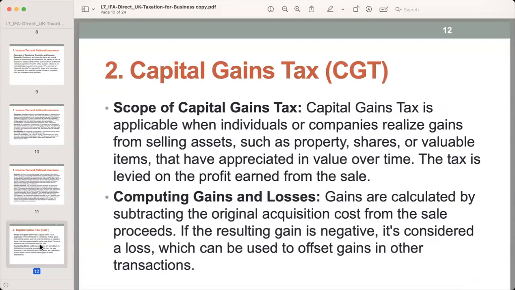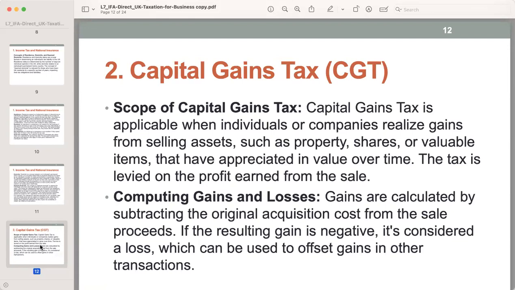Okay, capital gains tax. Imagine if you buy something like shares or property and its value increases over time. Capital gains tax comes into play when you make money from selling these things. Basically, it's a tax on the profit you make. To calculate your gains, subtract what you paid for the asset from what you get when you sell it.